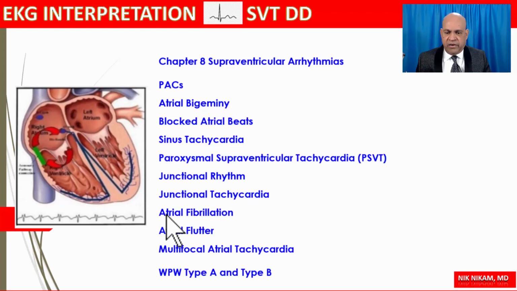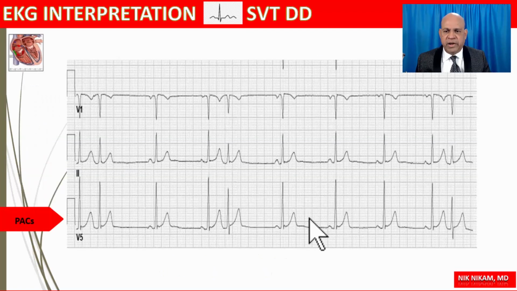Next, we're going to look at atrial fibrillation, atrial flutter, multifocal atrial tachycardia, and also WPW, type A and type B. Throughout the presentation, we are going to be covering some of the latest recommendations from the ACC/AHA guidelines for acute and chronic management of supraventricular tachycardias. Next, take a look at this electrocardiogram. Write down all the findings that you see, then we will proceed.